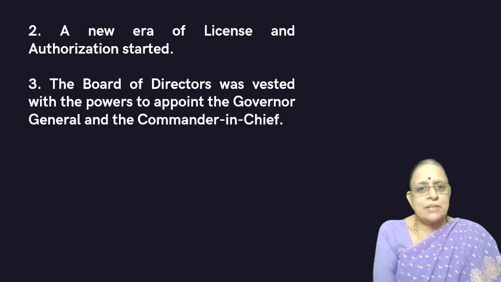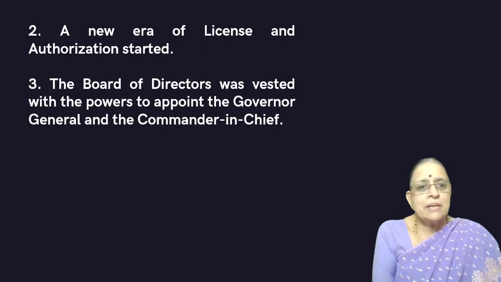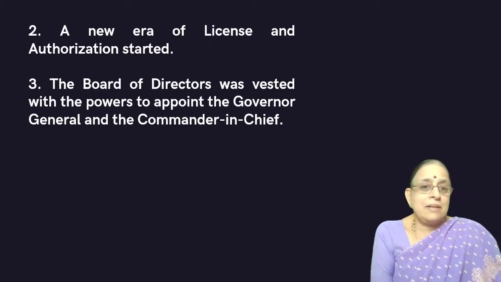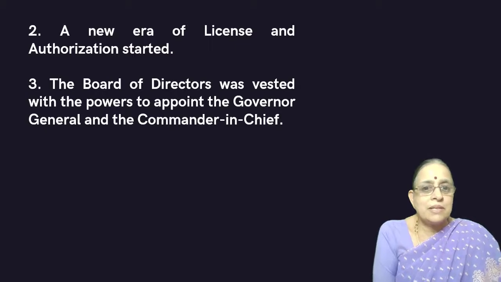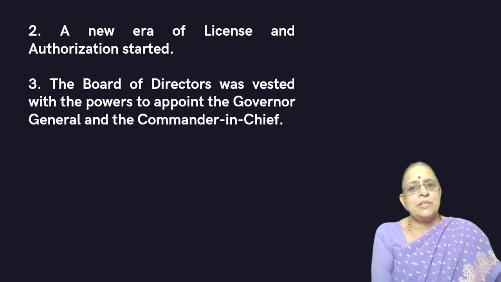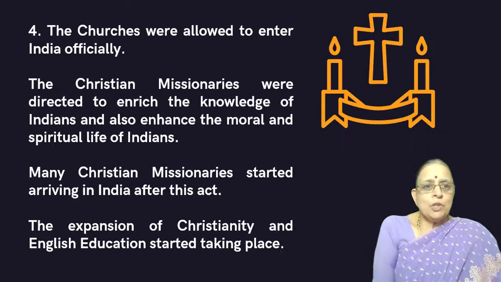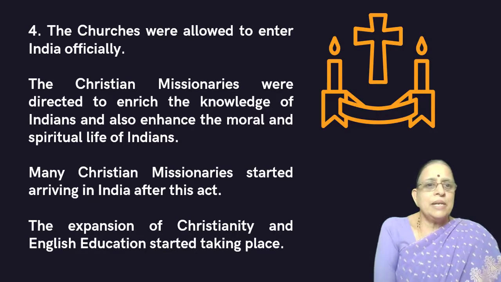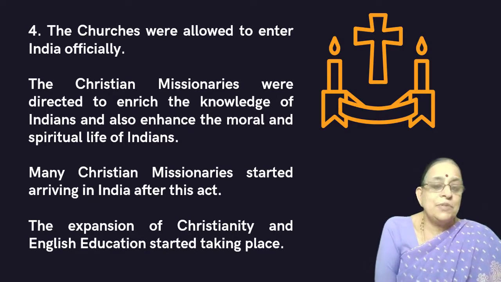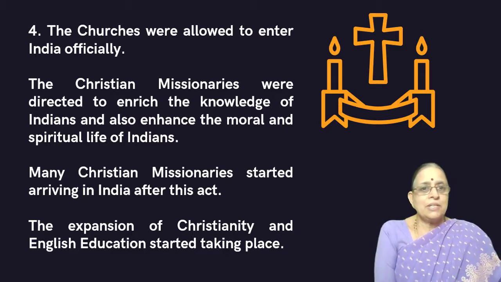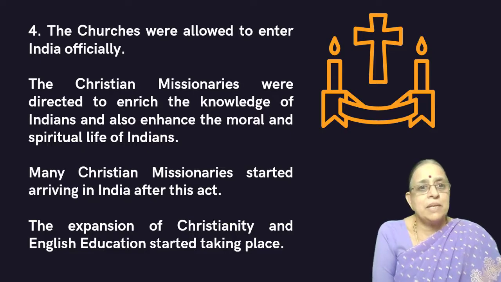The board of directors was vested with the powers to appoint the Governor General and the Commander in Chief. Now the army is also very important because they want to protect their areas. The board of directors were given the powers to appoint the Governor General and the Commander in Chief of the army. The fourth point is that churches were allowed to enter India officially. Officially means with permission, with some prescribed rules and regulations. Churches were allowed to enter India from England.